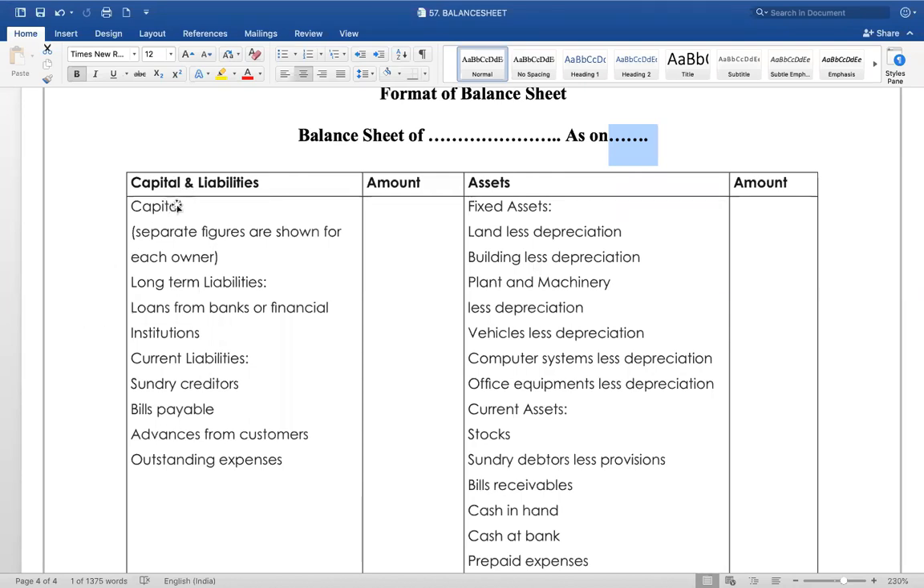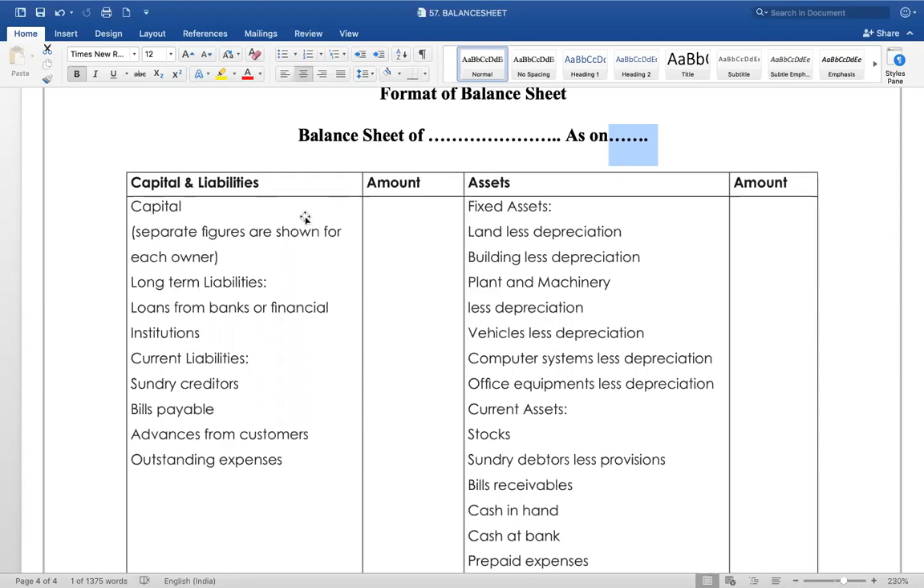Then you take the list of items under capital and liabilities on the left side, and take the list of items that I have discussed on the right side. Left side, what did we discuss? It started with capital, right?